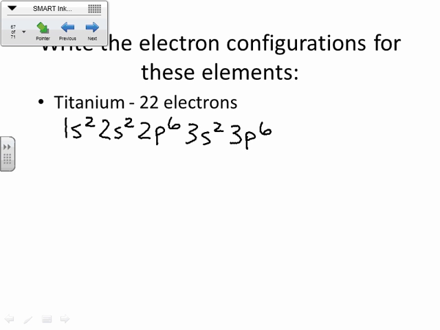Now let's stop for a second and just see where we are. 8. We're up to 18, is that right? Okay? So we need to put in 4 more. Where are those last 4 going to go? 4s. Well, there's going to be 2 that go in the 4s, and then what? 3d. 3d, and the last 2 electrons will go into the 3d's. Okay?